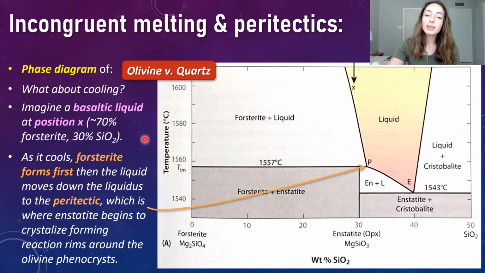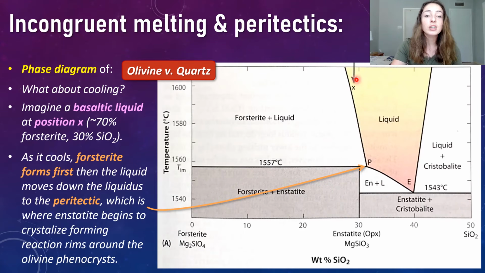But when it comes to cooling, let's imagine an example to see how this might work. So imagine a basaltic liquid of composition X. So we have an arrow up here and an X here. So there's where our liquid lies in terms of what the temperature of the liquid is initially and what the composition is at that point. And the composition at that point is around 70% forsterite and 30% silica. We can see this on this x-axis here. And we could also pretty much just call it enstatite.